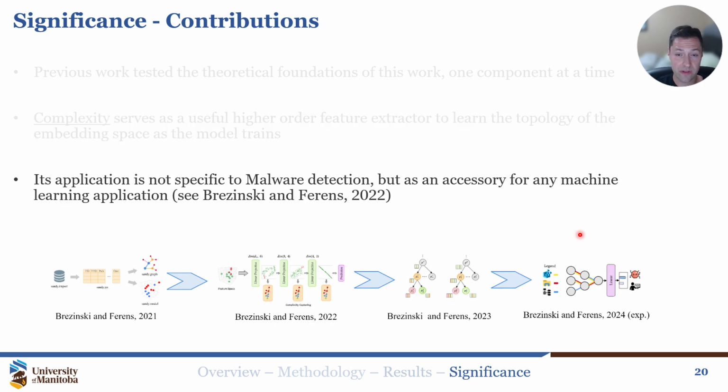One thing to note about the application is that it's not specific to malware detection, but is an accessory for any machine learning application. In this work it was tested on a multi-layer perceptron, but there's nothing that says you can't use it with any other model as a higher order feature extractor, a form of compression. That's in effect what the complexity model is doing.